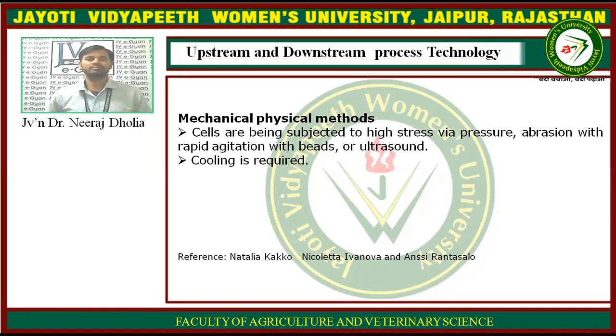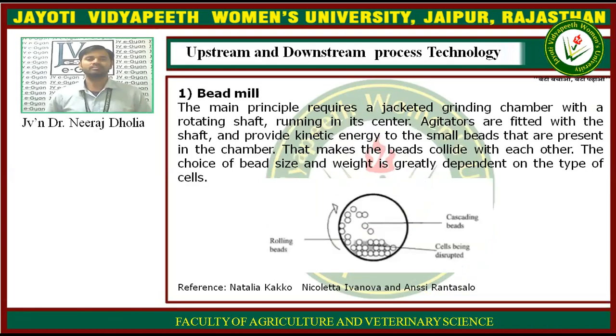Okay. In this type of method, cells are subjected to high stress, and the stress may be created by pressure, abrasion, or rapid agitation with beads or ultrasound. Because it is a physical or mechanical method, heat generation is there, and that's why cooling is required. Otherwise, your product may be lost. So the first method under the mechanical physical methods is the bead mill.